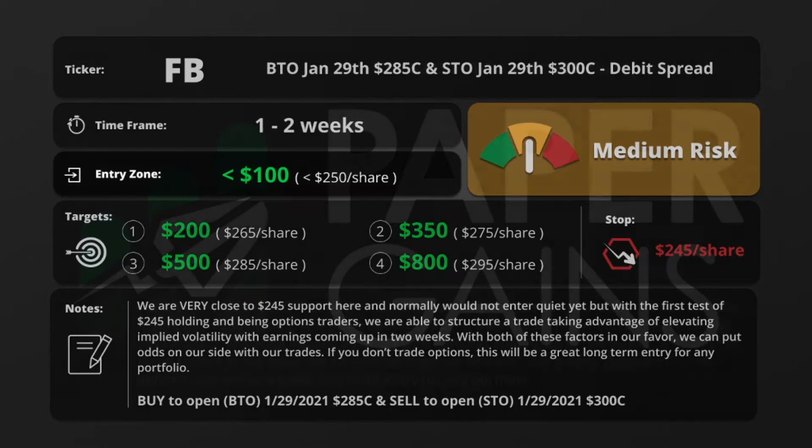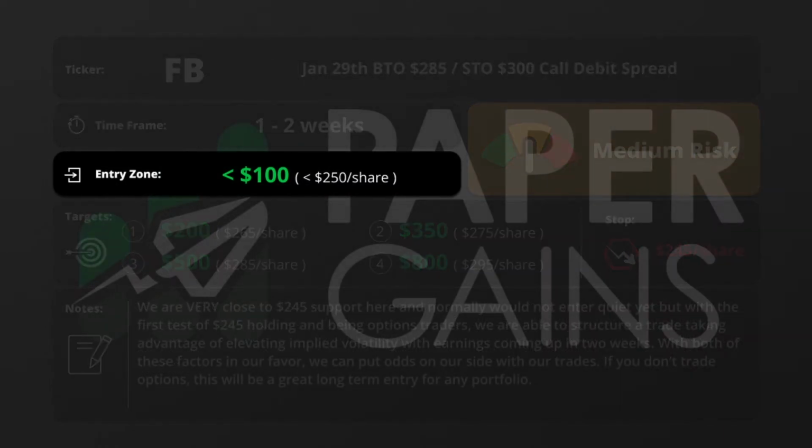From there we have entry zone. So entry zone is the price that we paid to open this option position. That's going to be the first number that you see. If it's a debit, it's going to look like this. If it's a credit, we'll probably say a credit in the parentheses.